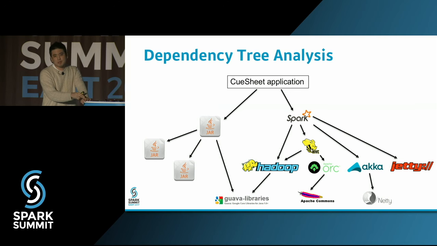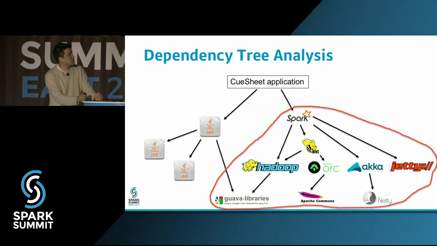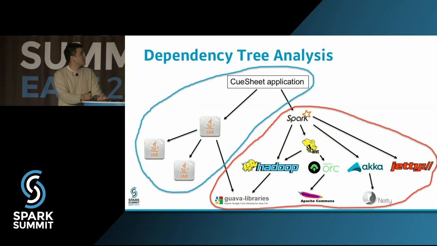One of the things that the CueSheet application does is to analyze the dependencies. It analyzes the dependencies between all jars that are present in the class path and constructs a directed acyclic graph like this. And it figures out what jars are dependencies of Spark. So these are those jars, and these jars are automatically installed to HDFS in advance.